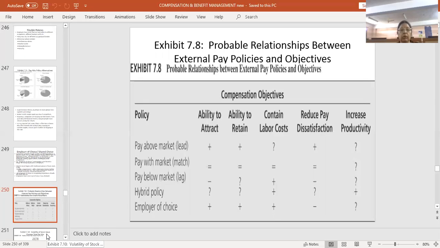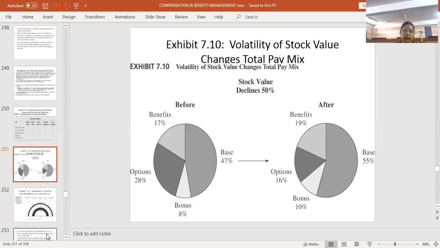So amongst all these policies, employer of choice is the best policy because it satisfies three of the compensation objectives. That is, you can attract talented employees, you can retain them within your organization, and you can also keep your labor cost in control. So this is a comparison among all the pay policies that we have seen till now.